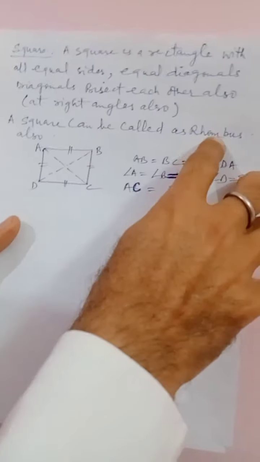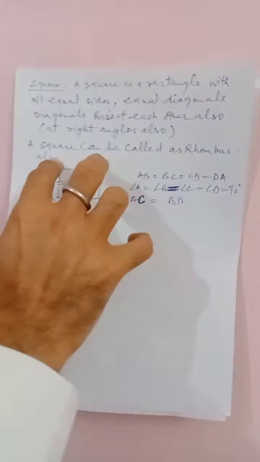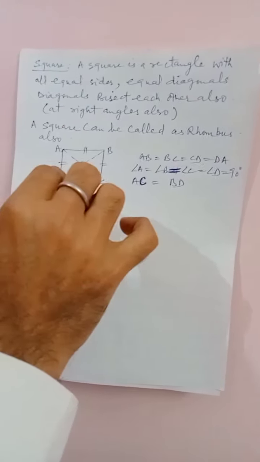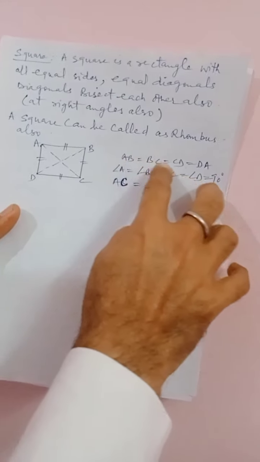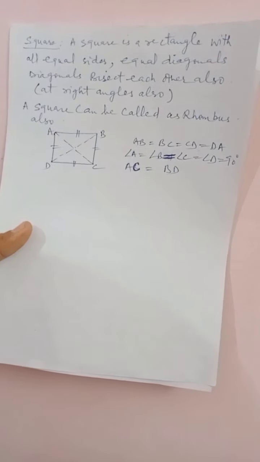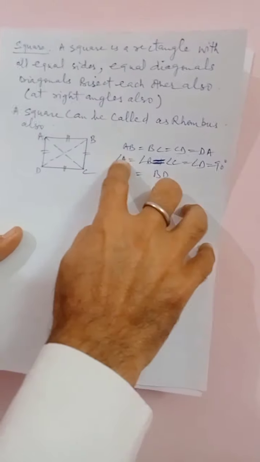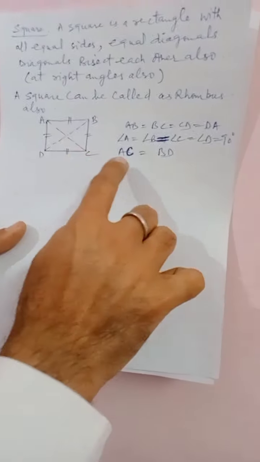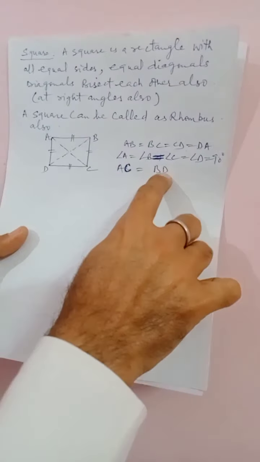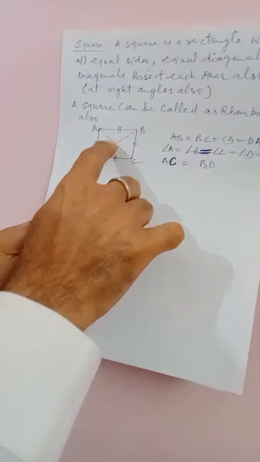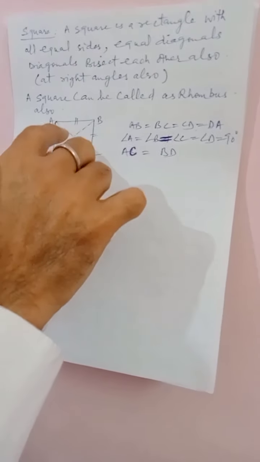Now, as I have told, a square is a rectangle. A square can also be called a rhombus because all its four sides are equal. It is also a parallelogram A, B, C, D in which all the sides are equal. Opposite sides are parallel also. All the four angles are 90 degrees. And here diagonal AC is equal to diagonal BD, and these diagonals bisect each other at 90 degrees.